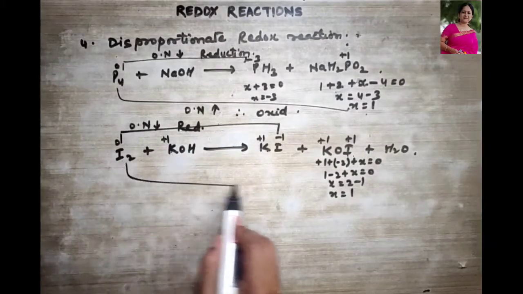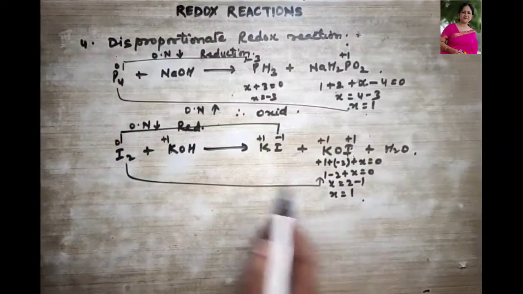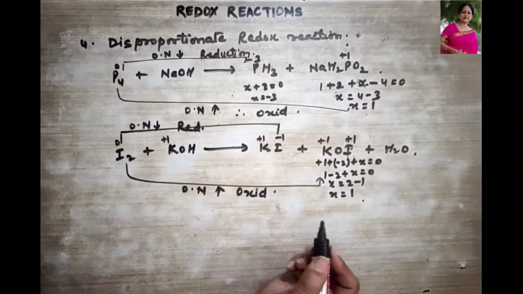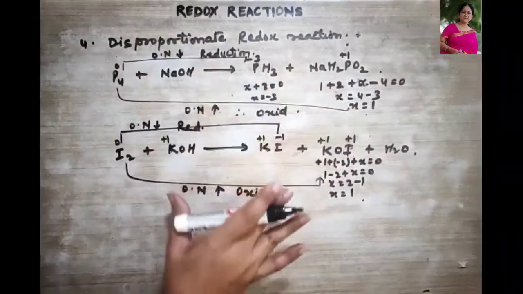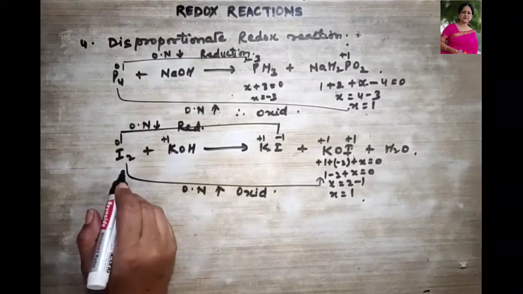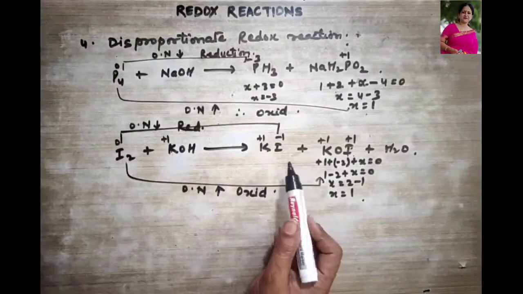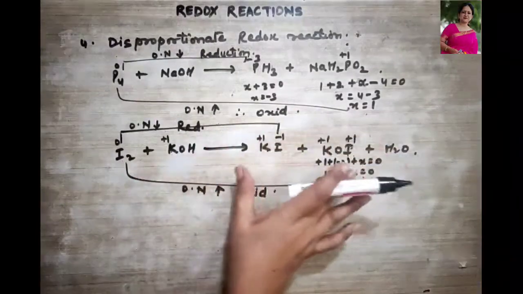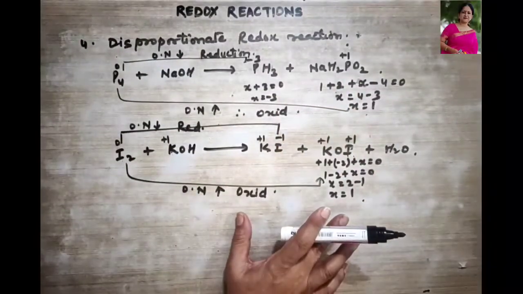Where else do we move? This one over here, the iodine from 0 to plus 1. That means oxidation number has increased. So it shows oxidation. So once again, this is also a disproportionate redox reaction. Why so? Because in one reaction, one element in one oxidation state is simultaneously getting oxidized and reduced. So it is called a disproportionate redox reaction.